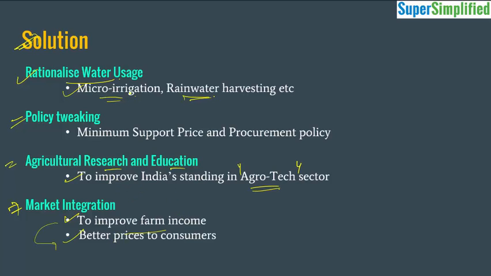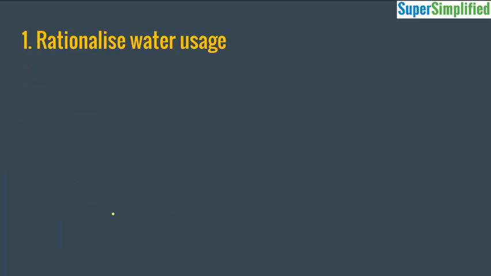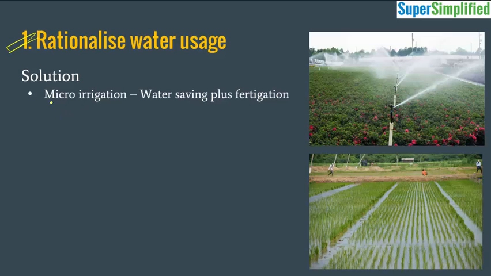Now let's see these solutions in detail one by one. So what is the solution to this problem? The solution is micro irrigation. If you see this picture, this is the flood irrigation system. You have to fill the entire field like a pond. It is completely filled with water, and this is highly wasteful.